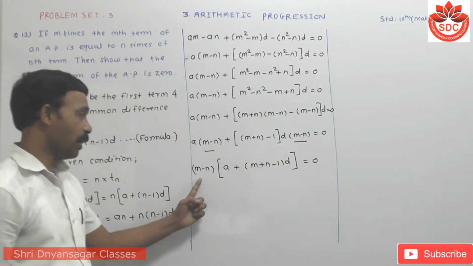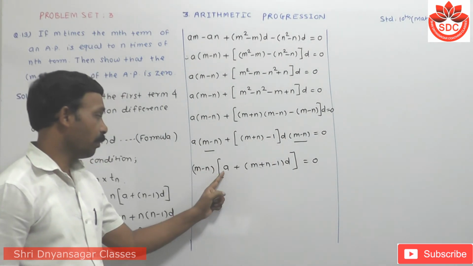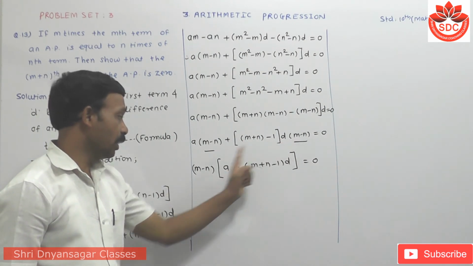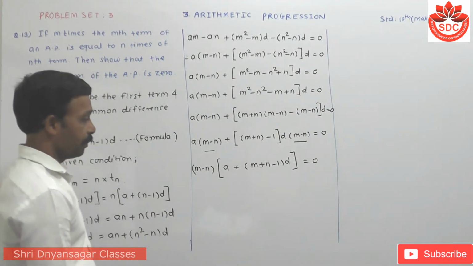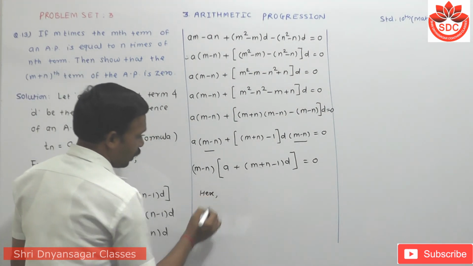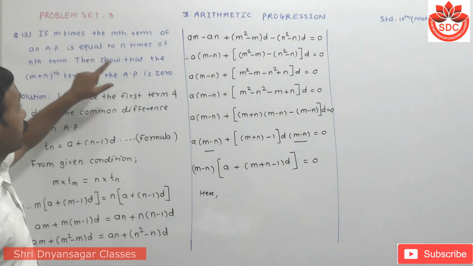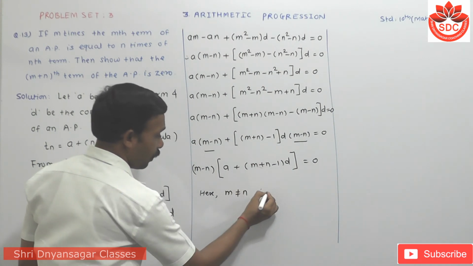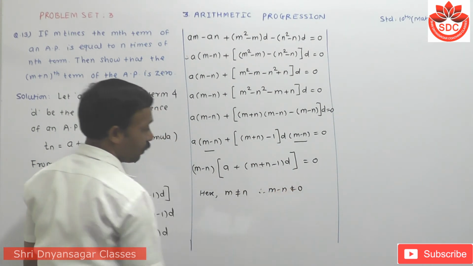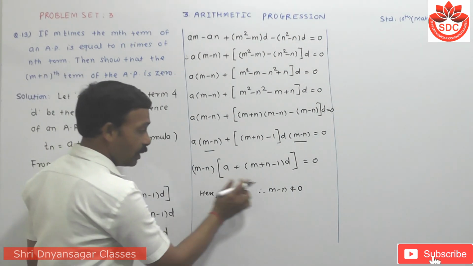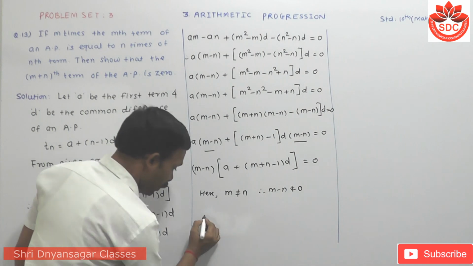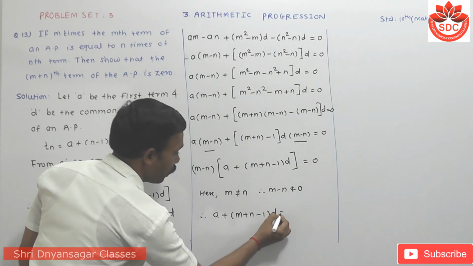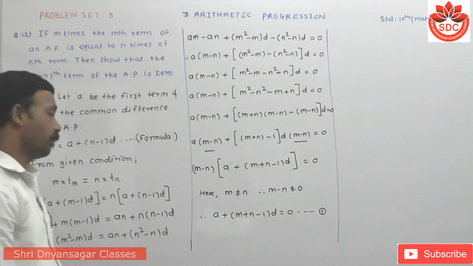Can you understand this? When we multiply this, we get this value: a + (m + n - 1)d into (m - n). Here m is multiplied m times and n is multiplied n times, so m and n are not equal, therefore m - n is also not equal to 0. Therefore this value is not equal to 0, means that the other value becomes 0. So I write, therefore a + (m + n - 1)d = 0. Suppose that this is equation number first.